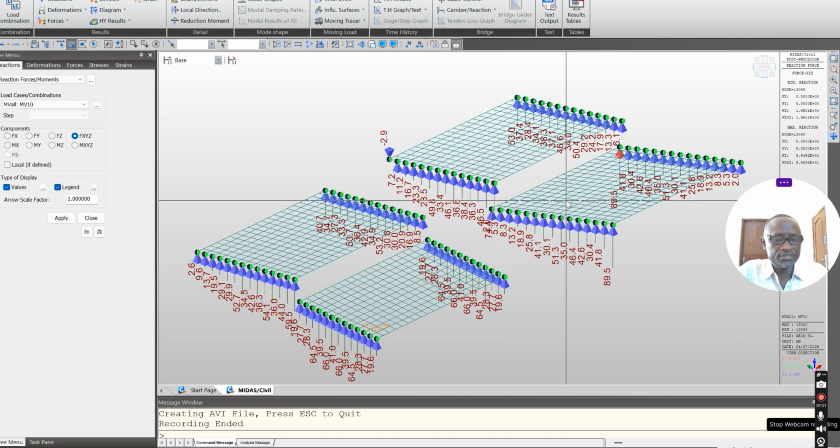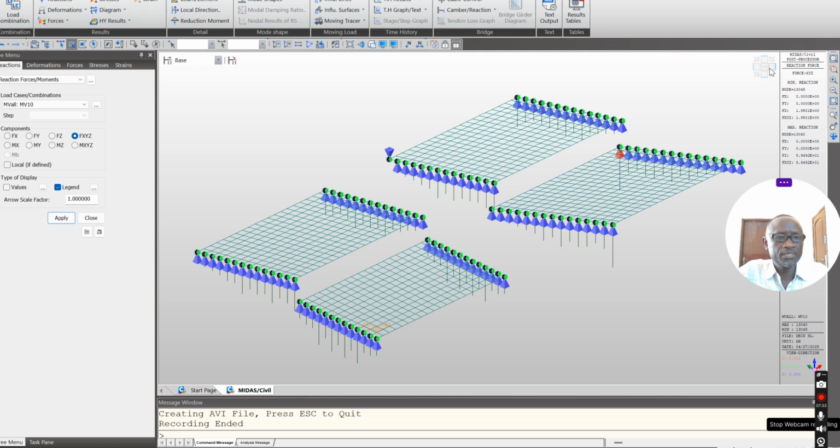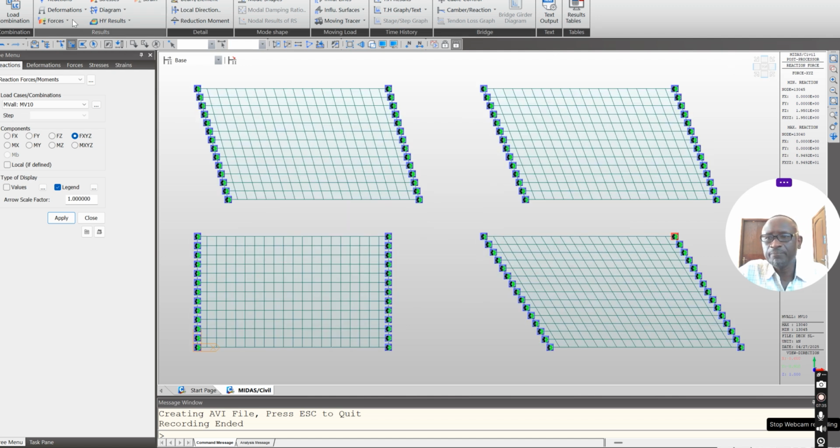But at least it is certain that they are not uniform, and therefore when you're designing and reviewing, take note that the things are not uniform in a way. So this is for the reaction. What about now when I look at moment?